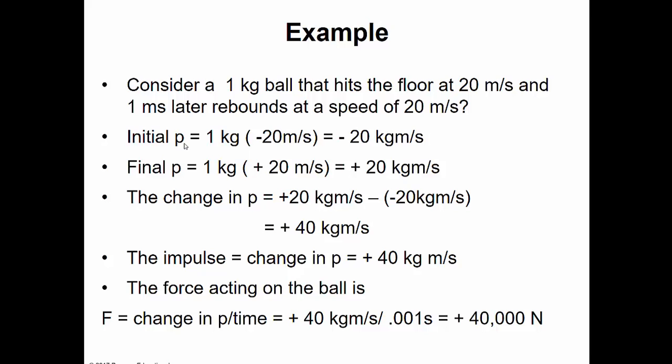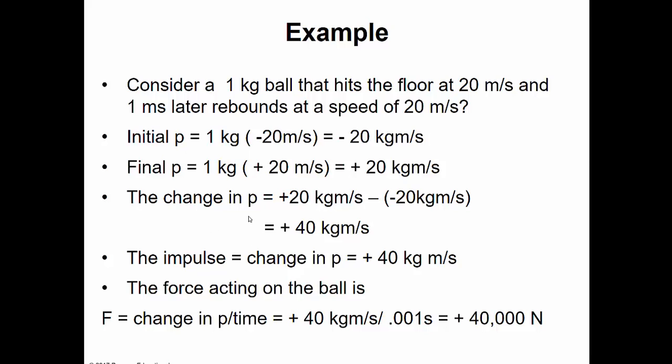The initial momentum will be 1 kilogram times negative 20 meters per second because it's moving downward. That gives us negative 20 units of momentum. The final momentum would be 1 kilogram times positive 20 meters per second. It's positive because it's moving upward now, so now it has a positive 20 units of momentum.